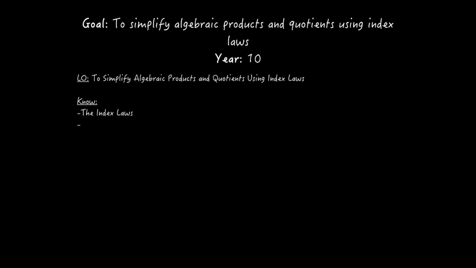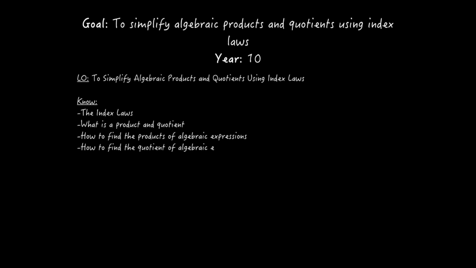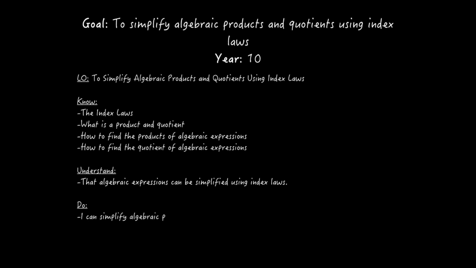The goal for this video is to simplify algebraic products and quotients using index laws. The learning objective is to simplify algebraic products and quotients using index laws. You need to know the index law, what is a product and quotient, how to find the products of algebraic expressions, how to find the quotient of algebraic expressions.